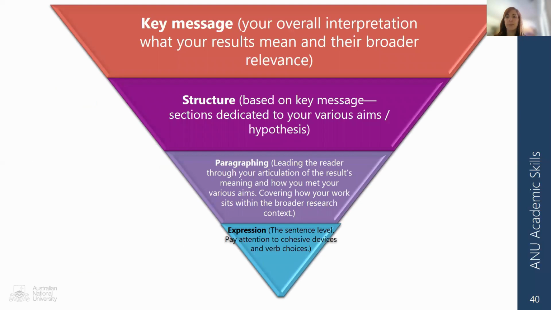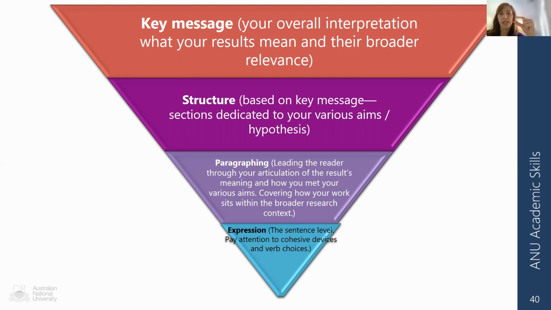Okay, so thinking about this pyramid for your whole essay, right? For your whole journal article, you're going to have a key message, structure, paragraphing, expression. And then for each section, you might also think, I've got a key message for this section. For my intro, this is my key message. For my methods, this is my key message, that these are the best methods to have used. For my results, this is my key message. These are my overall results, and I'm going to support that.